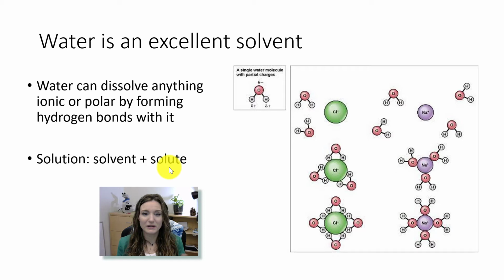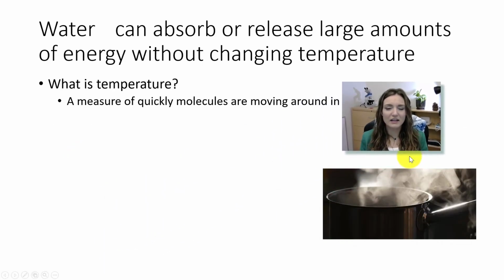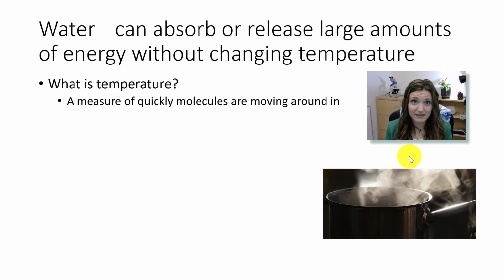Okay, so like I put in a little bit of honey in my tea yesterday, right? So my tea would have been the solvent, and the solute would have been honey. Okay, and that makes the solution of honey tea. And again, because water makes these hydrogen bonds between the different water molecules, even though they're not super strong, they're strong enough that they hold water molecules together and they keep water from moving too much. Okay, and so that means that water can absorb or release large amounts of energy without changing temperature, right?